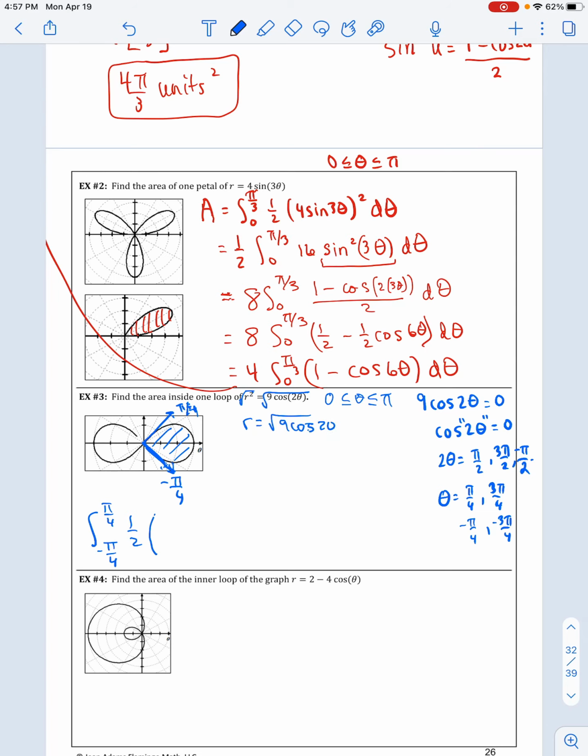Oh my goodness, I needed to screw the tip of my pen in. That's why it was doing that.